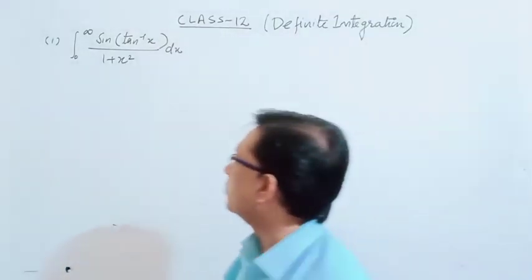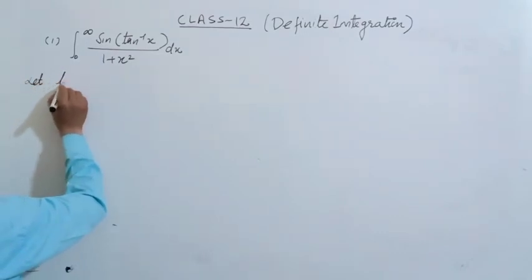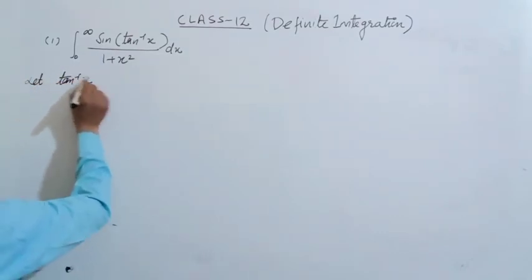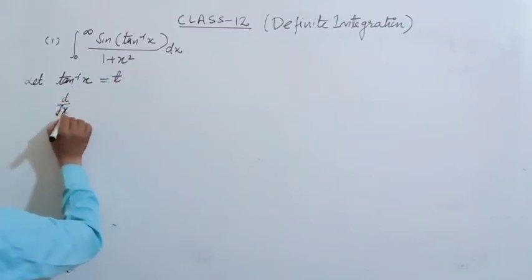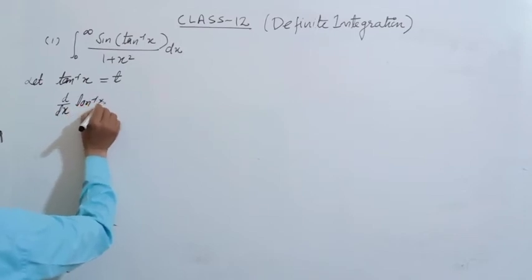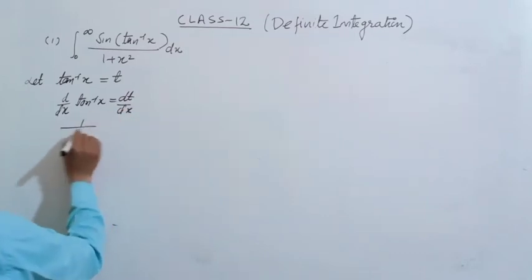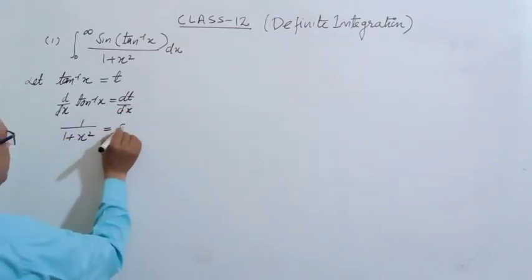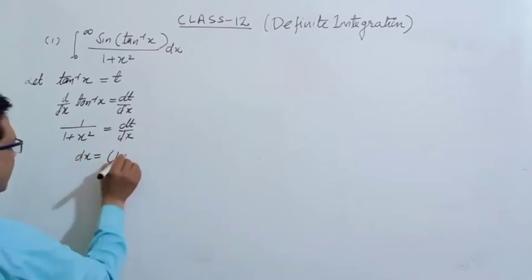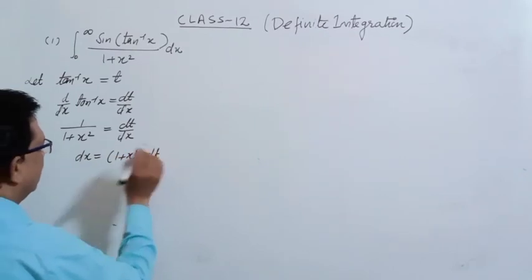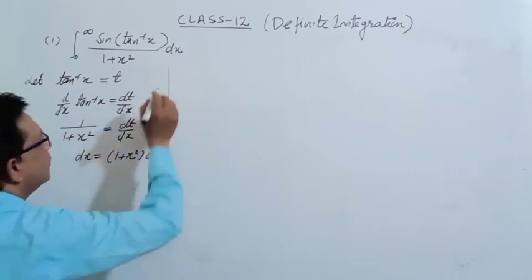Okay, now let's solve this. Let us consider tan inverse x is equal to t. Now the derivative of this function is d upon dx of tan inverse x is equal to dt by dx. This becomes 1 upon 1 plus x square is equal to dt by dx. It means dx is equal to 1 plus x square dt. Now student, we substitute all these values here. We also change the limit.